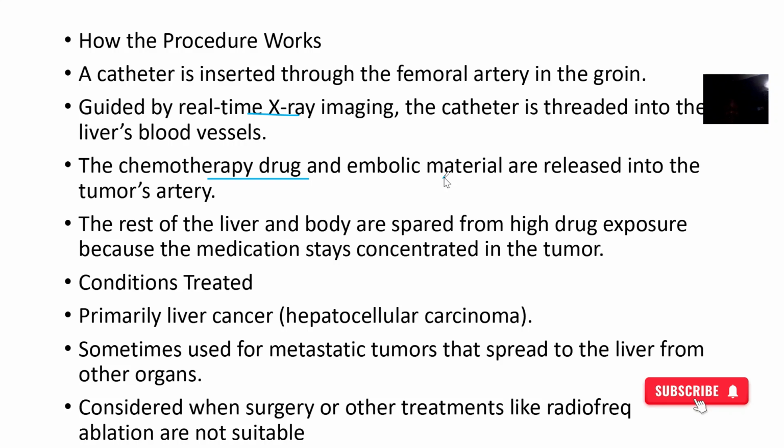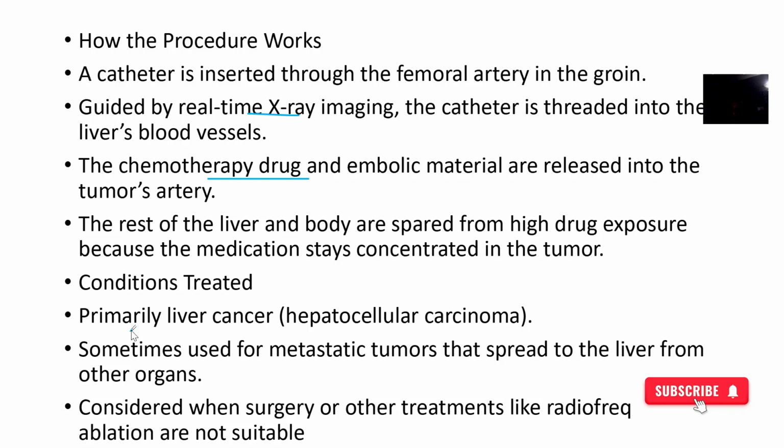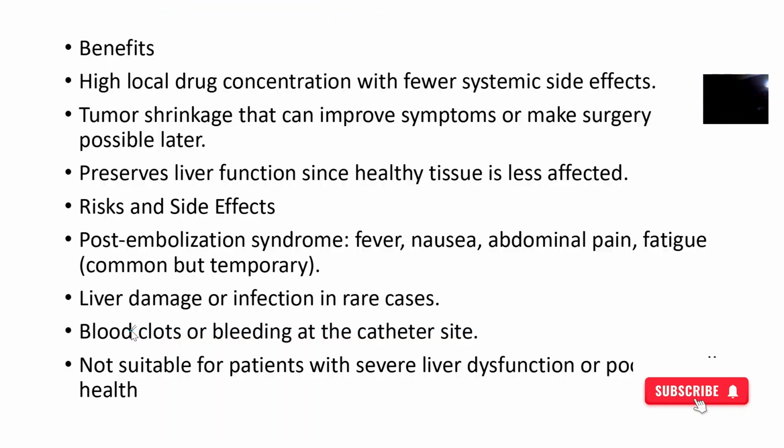So the rest of the liver and the body are spared from high drug exposure because what? The medication is going directly to the site where you have the issue. So you can mainly use it for liver cancers, you know, used for metastatic cancers too. Okay, cancers that are likely to spread to other parts of the body. Alright, so the benefits are high local drug concentration with fewer systemic side effects. You know, tumor shrinkage can improve symptoms. It preserves the liver function.